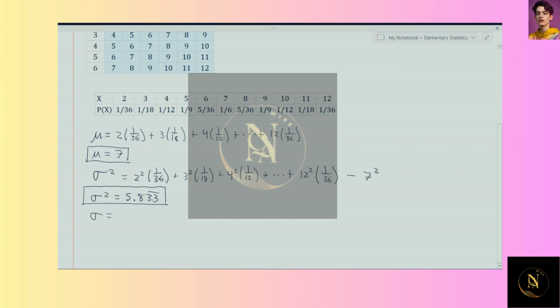And of course, we can grab our standard deviation just by taking the square root of 5.833. And we see we get a standard deviation equal to 2.415. And that is the probability distribution and the mean, variance, and standard deviation of the data.